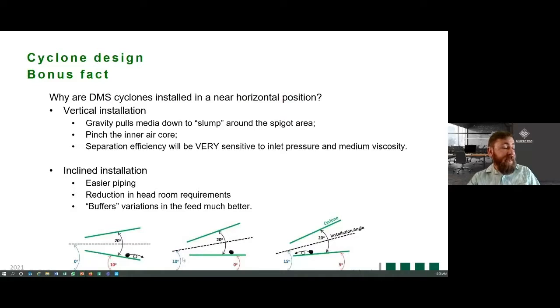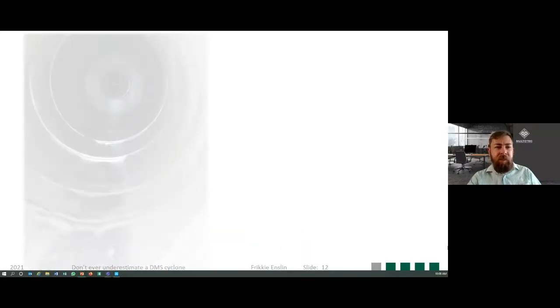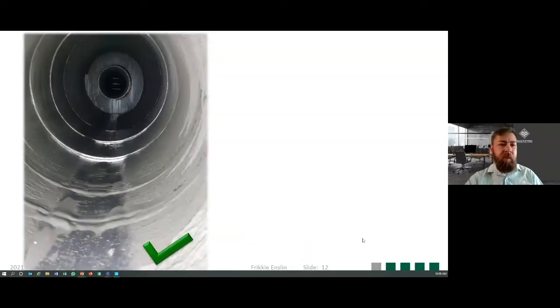If you install it at 10 degrees, for instance, because we know that DMS cyclones have 20 degree cone angles, you'll find that should the cyclone stop, the material will also stop just in your cyclone and it won't drain out. So that's why, typically, when we install DMS cyclones, we install them at about 15 degrees to the horizontal. And the plain simple reason for this is that when your cyclone has to stop, the material can drain out of your cyclone. Now, as an example, we are picture people, so let me show you some pictures.